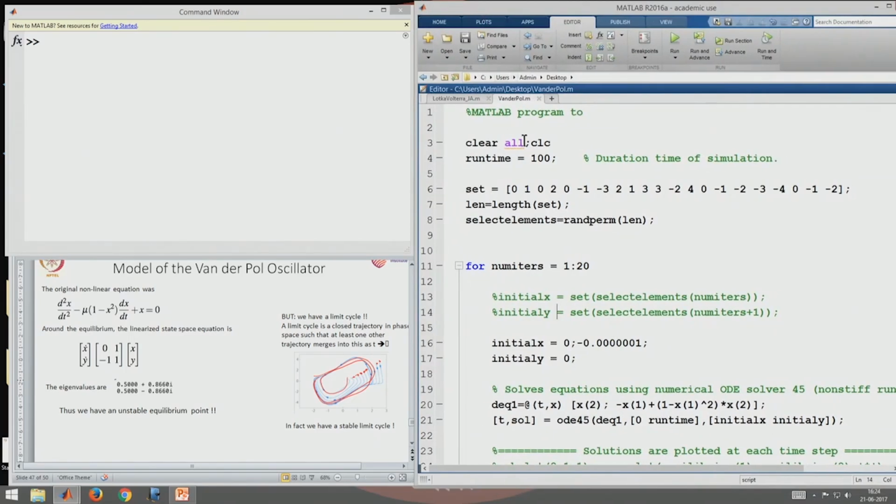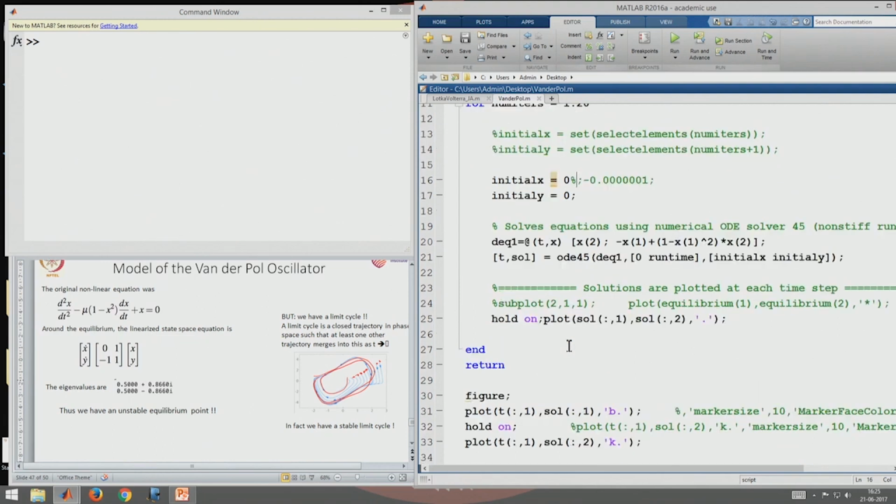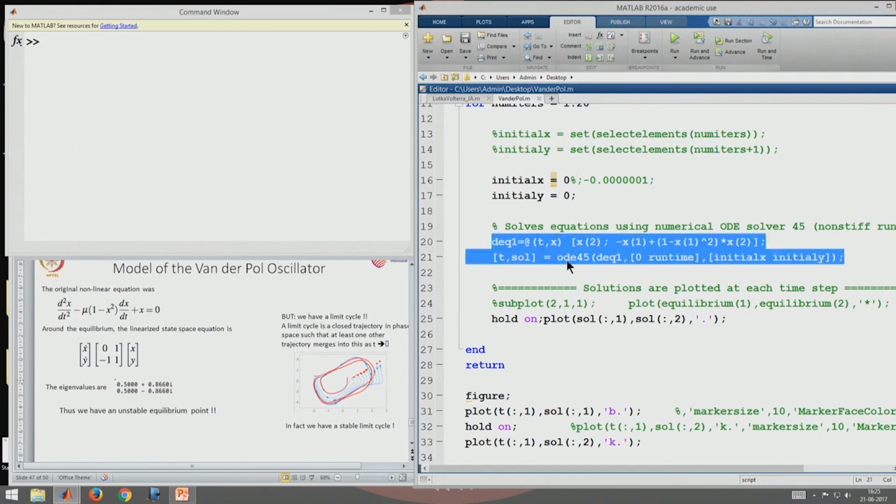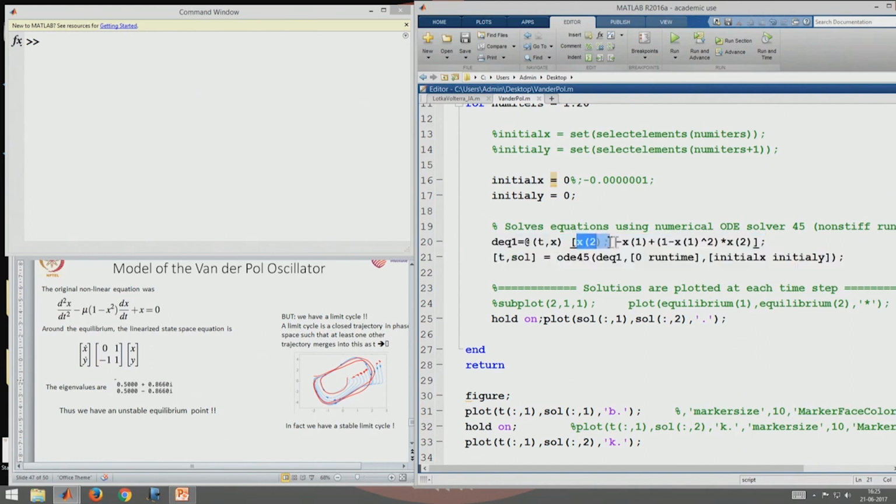Let me show one specific thing: let us start the simulation at the initial condition 0, 0. If you start at 0, 0, you will always stay there, because this is the equilibrium point. Like we did with the predator prey model, we again use ODE45, the same type as before. What will change, of course, is the model of the system.